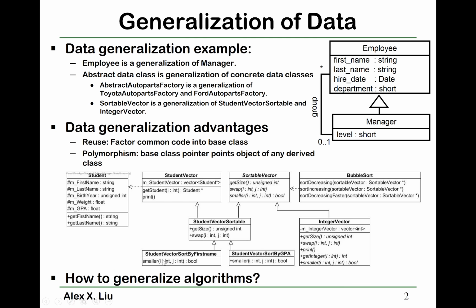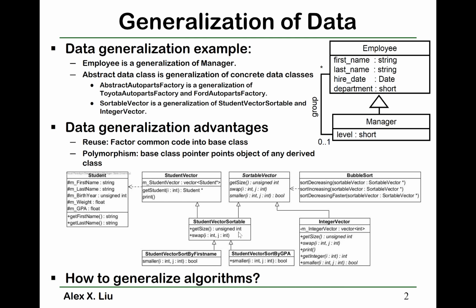And here we have this student vector sorted by first name and student vector sorted by GPA, because they have two different implementations of this smaller, because this smaller is based on their first names and this smaller function is based on their GPAs. But they have the same get size and swap. So we factor this common code for get size and swap into this student vector sortable class. And this student vector sortable inherits from sortable vector, and these two classes, student vector sorted by first name and student vector sorted by GPA, further inherit from this student vector sortable.